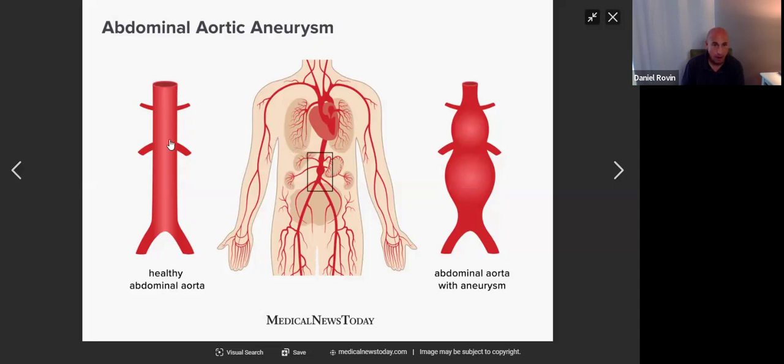By the way, here's a healthy looking aorta. Here's an abdominal aortic aneurysm, a AAA. I mean, that looks like a nice healthy tube. That looks like a swollen, ballooning tube. And that can eventually get so ballooned that it thins out and it bursts or ruptures. And if that happens, the amount of blood loss is not really conducive to life.